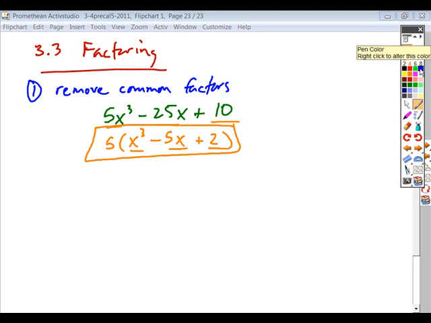Okay, once you remove any common factors, or actually, let me have you do a couple samples. On page 25, I want you to try the 3 questions on sample problem number 8, please.